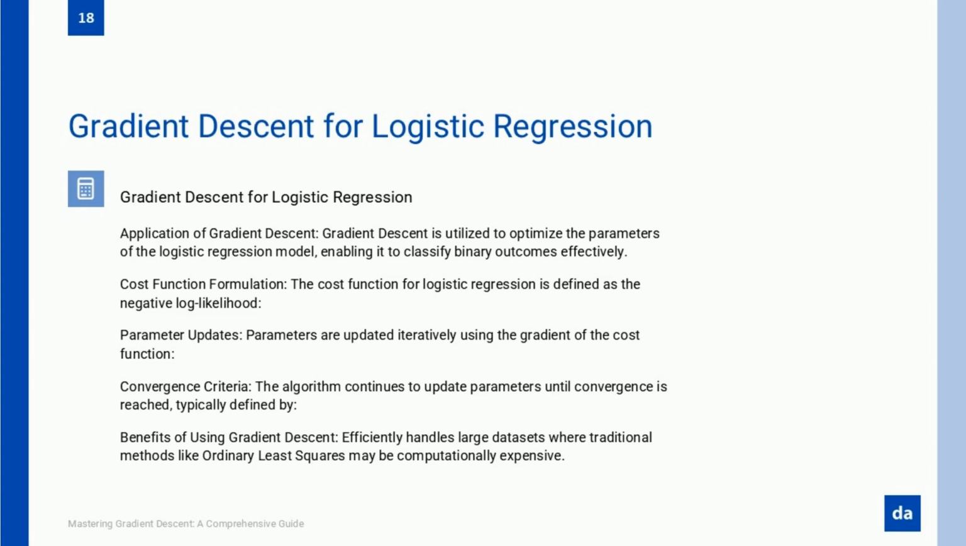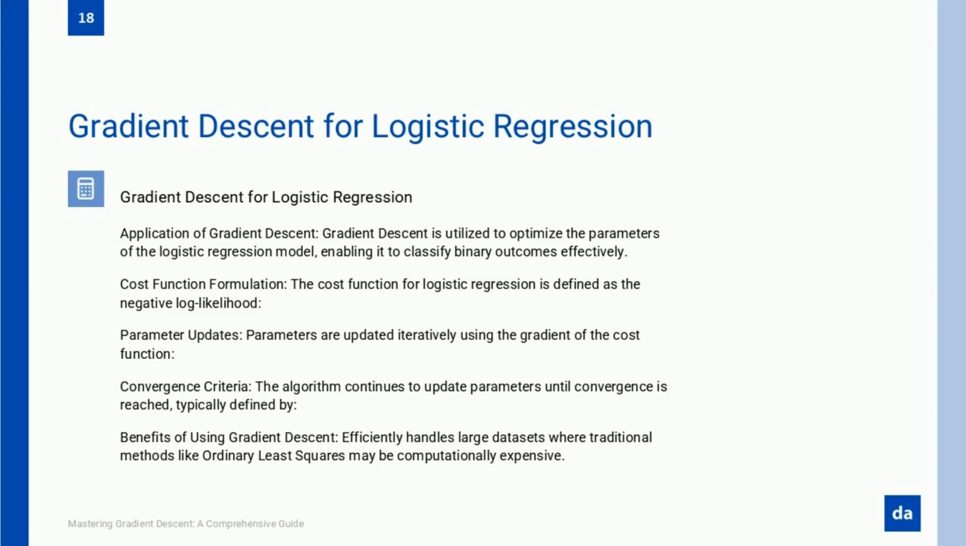To minimize this cost function, we use gradient descent, just like in linear regression. The update rule for logistic regression is almost identical. New theta equals old theta minus learning rate times the derivative of the cost function with respect to theta. Since the sigmoid function is differentiable, we can compute the gradient and iteratively update the model parameters until convergence.